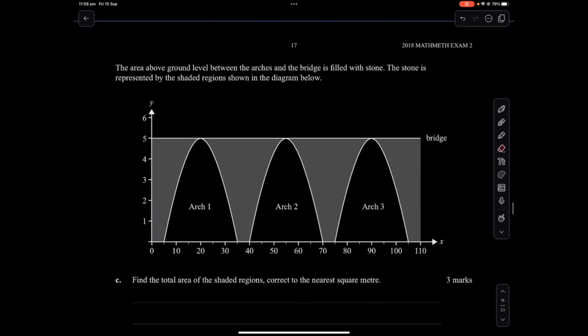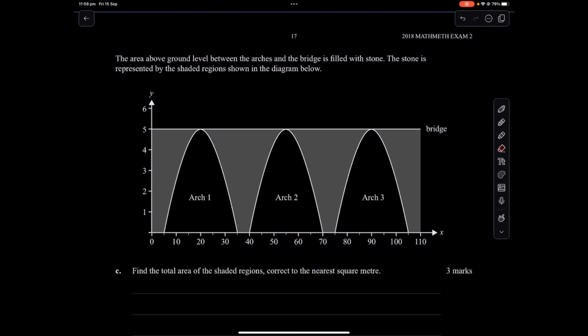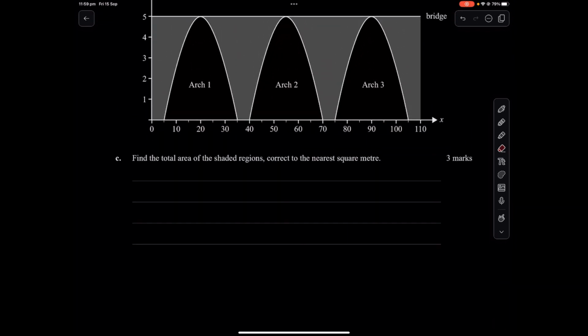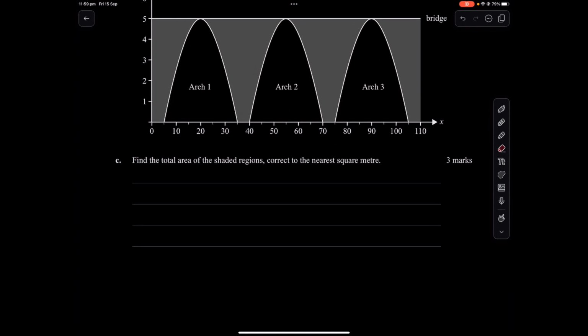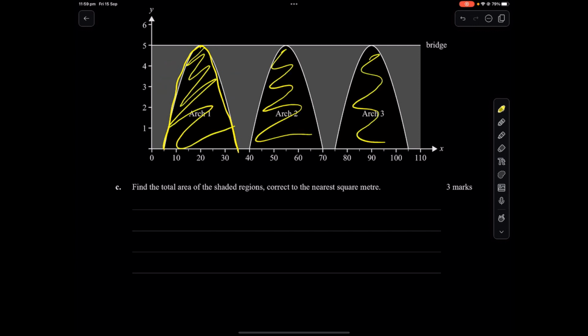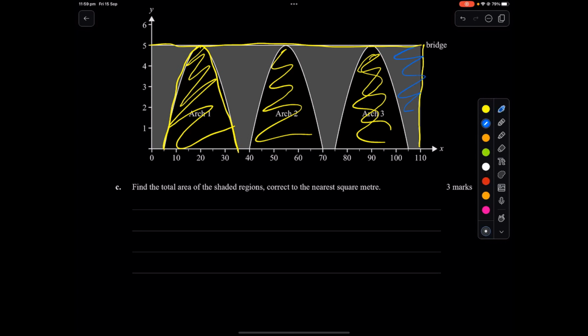Okay. The area above the ground level between the arches and the bridge is filled with stone. The stone is represented by the shaded region shown below. Find the total area of the shaded region correct to the nearest square meter. Okay. Because they have the same shape, if I can find the area of this one and multiply by 3, we'll get these 3 areas over here. And then if I can find the area of this rectangle over here and minus it by these 3, we should get all of this area over here, which we want. So yeah, let's do that.